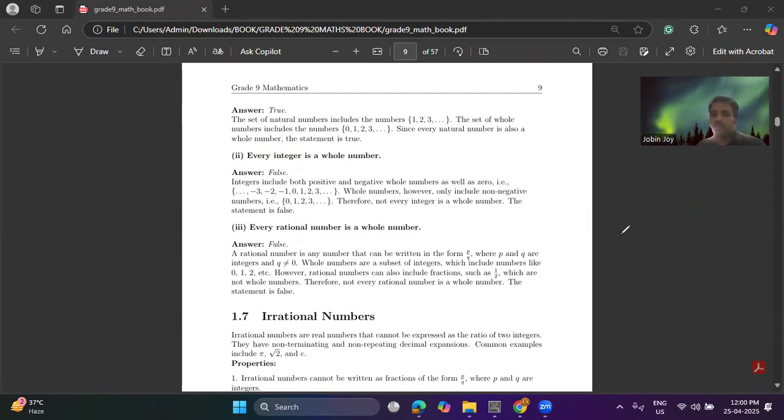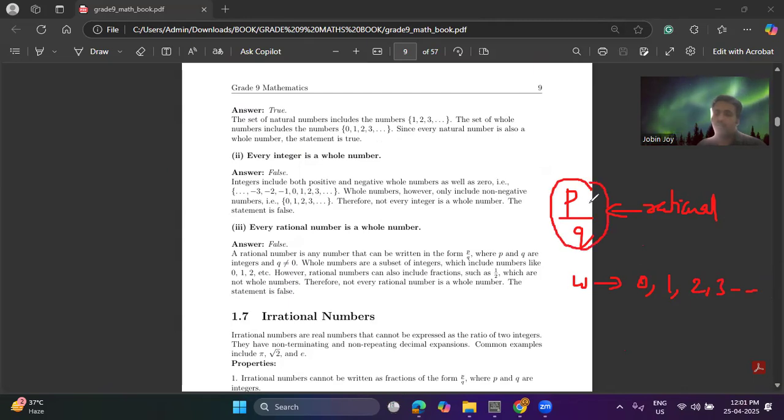Next. Every rational number is a whole number. We know what a rational number is: any number that can be written in the form of P by Q is called a rational number, right? And we know that whole numbers are 0, 1, 2, 3, etc. So any number that can be in the form of P by Q is a rational number, but whole numbers start from 0, 1, 2, 3, etc. So the statement that every rational number is a whole number is false.